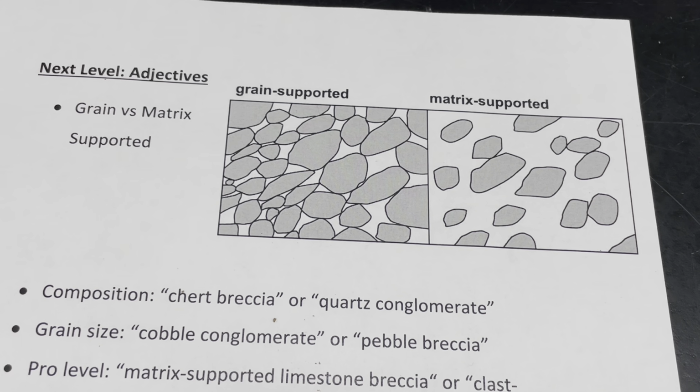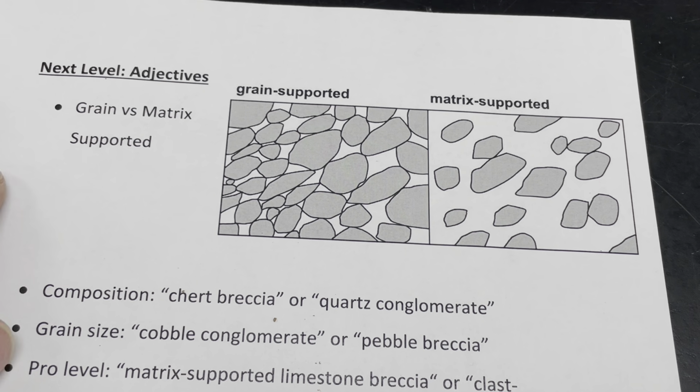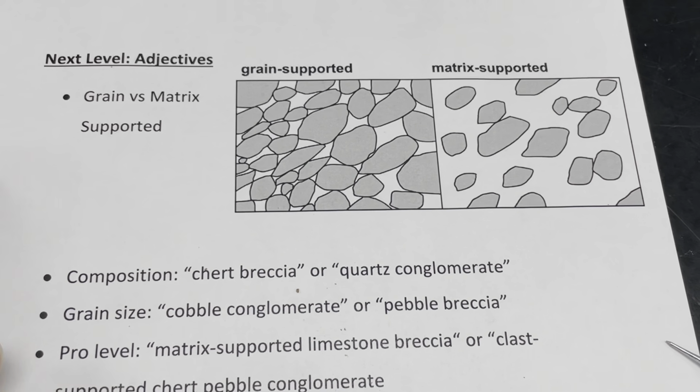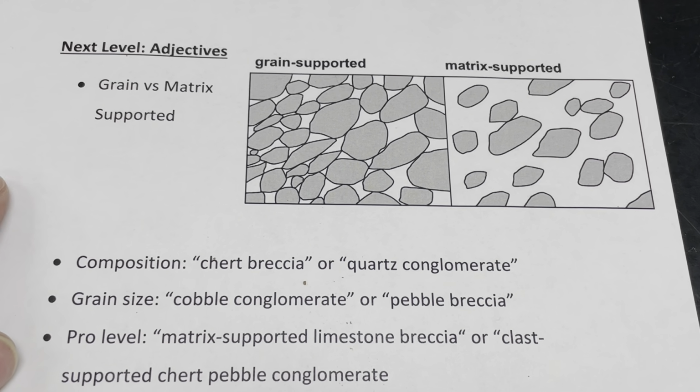I'm trying to look at my samples here and see if I've got really good examples one way or another of either of those. I'm not sure any of them. What about this one? Yeah, I don't know. I don't think any of these are really over-the-moon great examples, but I think the illustration would serve you just as well. So you might say I have a grain-supported conglomerate or a matrix-supported breccia.